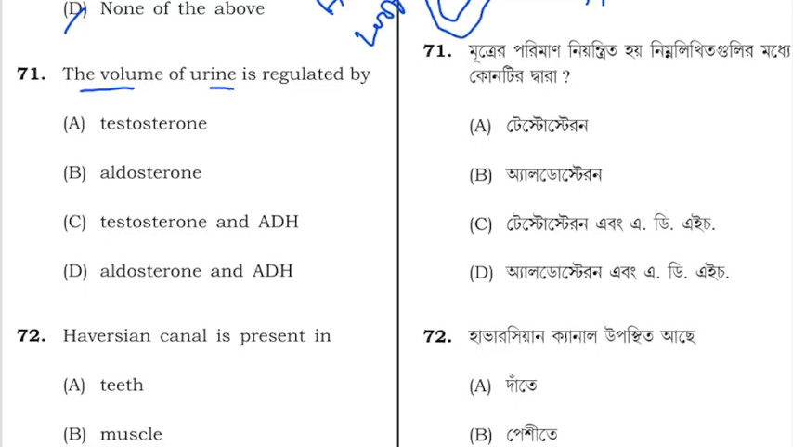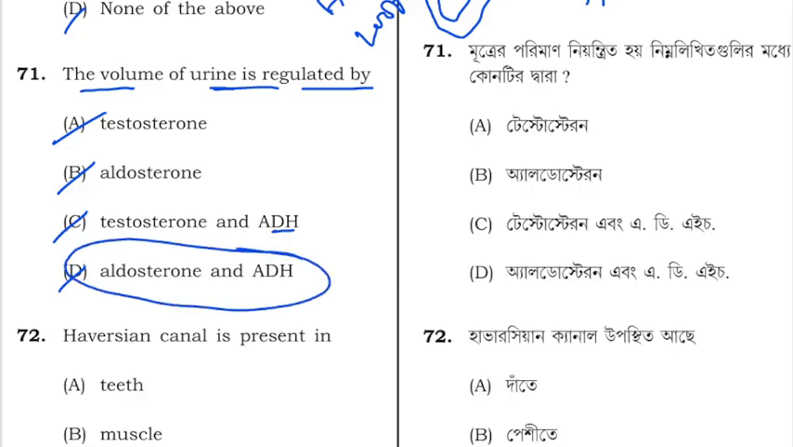The volume of urine is regulated by testosterone, aldosterone, testosterone or an ADH, aldosterone and ADH. So the volume of urine is regulated by aldosterone and ADH. That basically helps in the contraction of the blood vessels, that ultimately increases the blood pressure, that increases the urine volume.